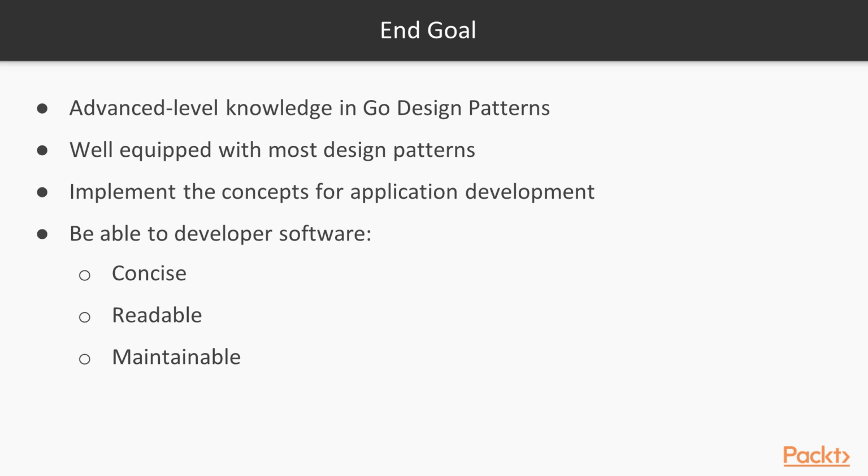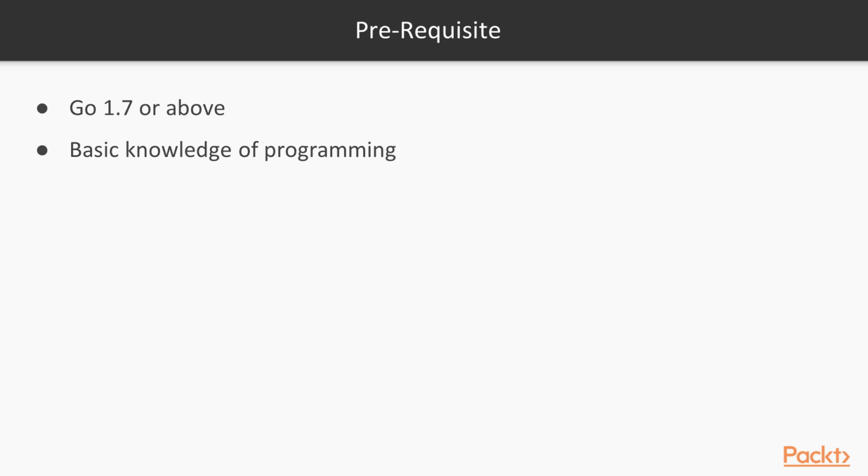All you need to follow through the examples in this course is a computer running any recent version of Go, while the examples all use Go 1.7. Knowledge of design patterns is optional. You are expected to have basic knowledge of programming.